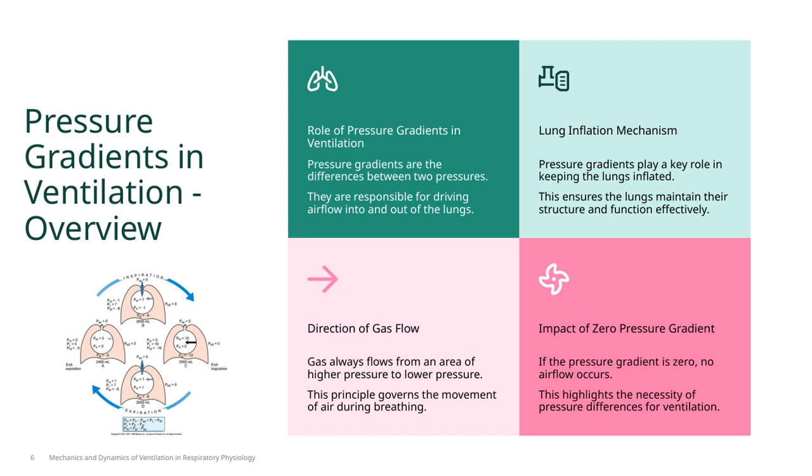This brings us to how lungs stay inflated. Pressure gradients are key here too, because they help maintain the lung's structure. By creating and sustaining the right pressure differences, the lungs can stay expanded and functional, allowing us to breathe efficiently and comfortably. So, in summary, pressure gradients are fundamental to ventilation. They're what enable air to flow properly and keep our lungs functioning optimally. Understanding this concept is essential for grasping the mechanics of respiratory physiology as a whole.